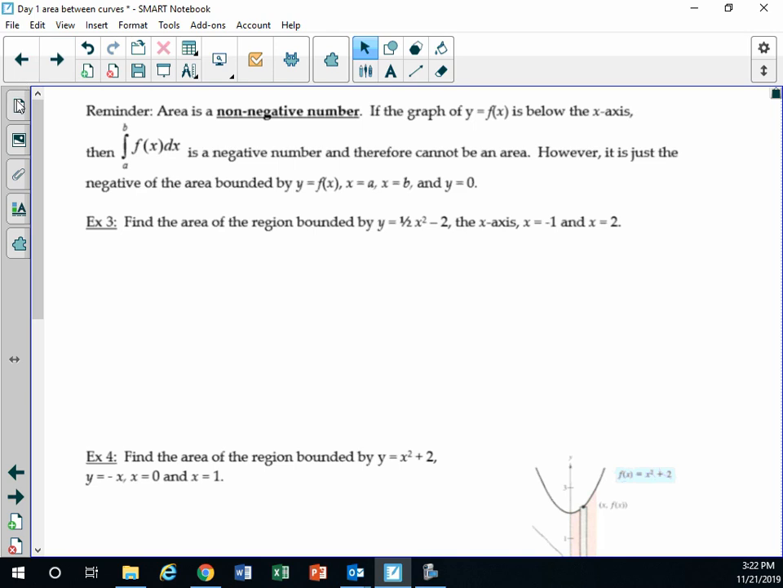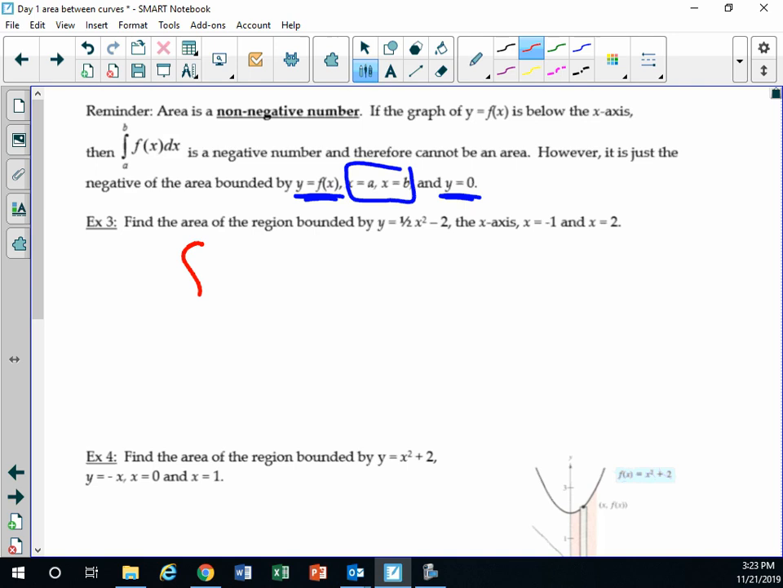I'll set up the next one. Again, area is non-negative. It's still always going to be a positive, because the negative area is bounded by y equals 0, y equals f of x, and y equals a and b. That's why it's all positive area between two curves. The area of this one is going to be the integral from negative 1 to 2 of 1/2 x squared minus 2 dx.